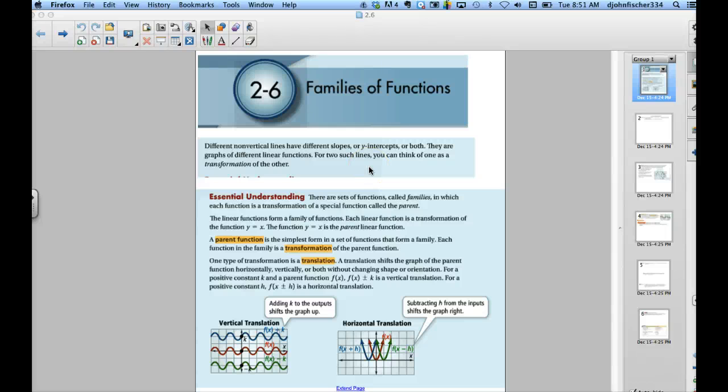Okay, we're going to talk about family of functions, section 2.6. Different non-vertical lines have different slopes, or y-intercepts, or both. They are graphs of different linear functions.